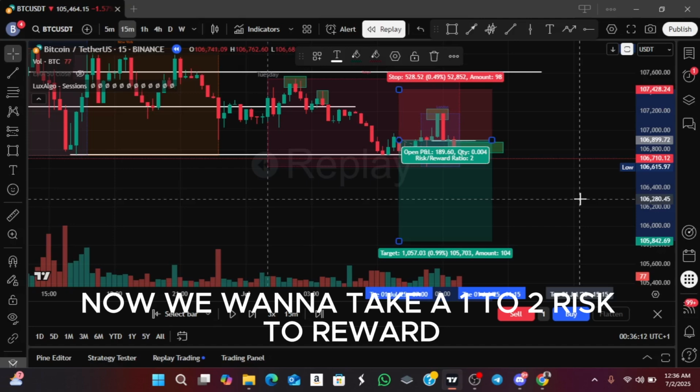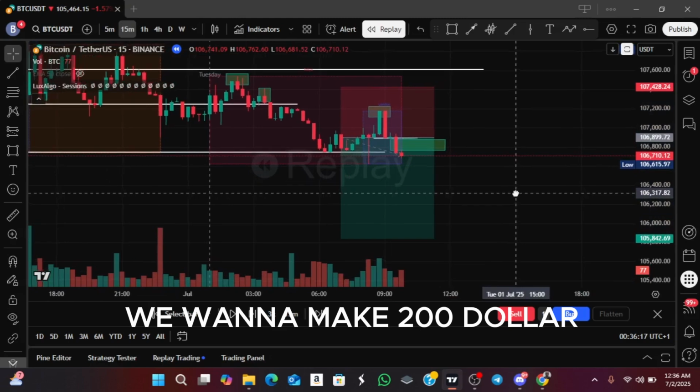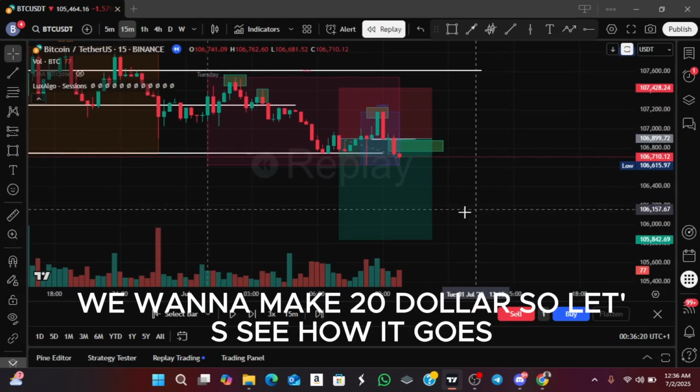Now, we want to take a 1 to 2 risk to reward. That means for every $100 we are trading, we want to make $200. For every $10 we are trading, we want to make $20. So let's see how it goes.